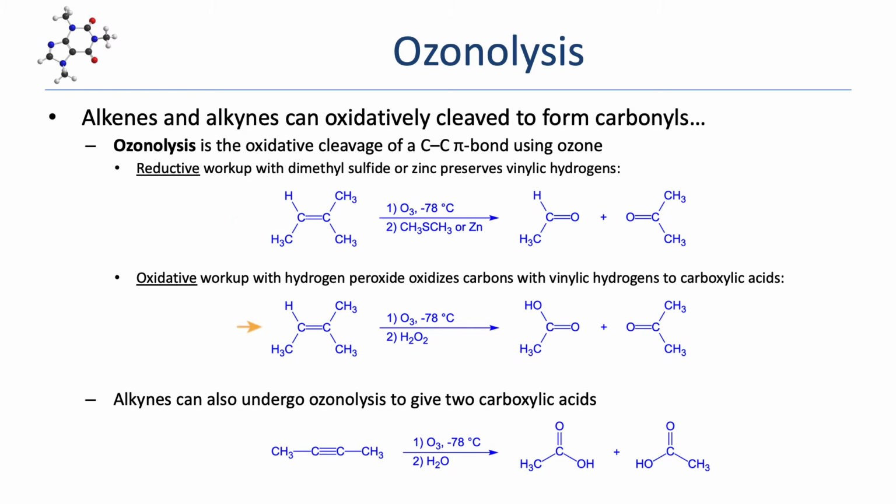The second example demonstrates an oxidative workup using hydrogen peroxide. Under these conditions, carbons with a vinyl hydrogen are further oxidized to give a carboxylic acid. In this case, the left carbon is oxidized to a carboxylic acid, and the right carbon again oxidized to a ketone. Alkynes can also undergo ozonolysis. Ozonolysis of an alkyne results in the formation of carboxylic acids, and requires only water in the workup. In this example, 2-butyne is cleaved into 2 molecules of acetic acid via ozonolysis.